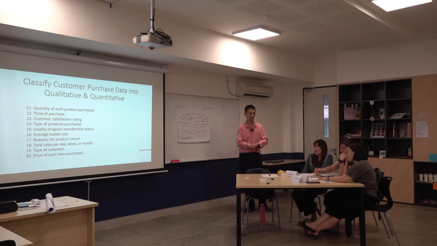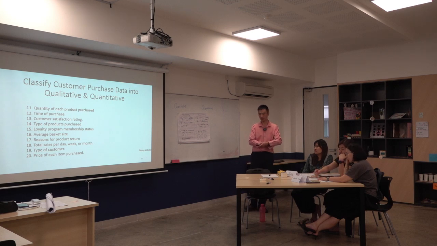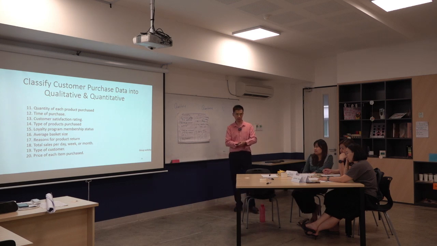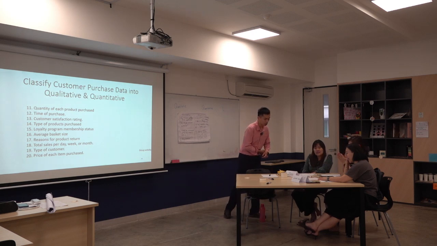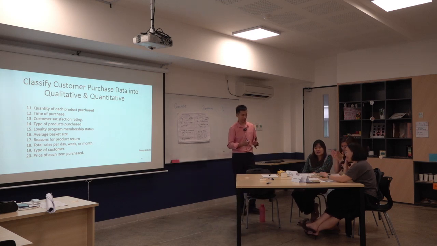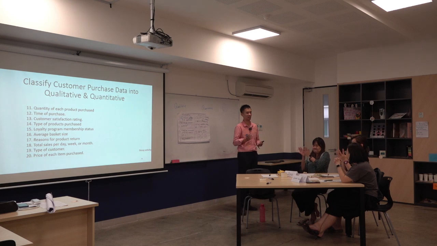So this is based on the quantity. We can see the number. And the type of the customer. So this type of the customer is referred to as quality. And the last one is the price of each item you purchase. Because the price is a number, it's quantitative. Okay, that's good. Well done. That means you understand about the quality and the quantity.